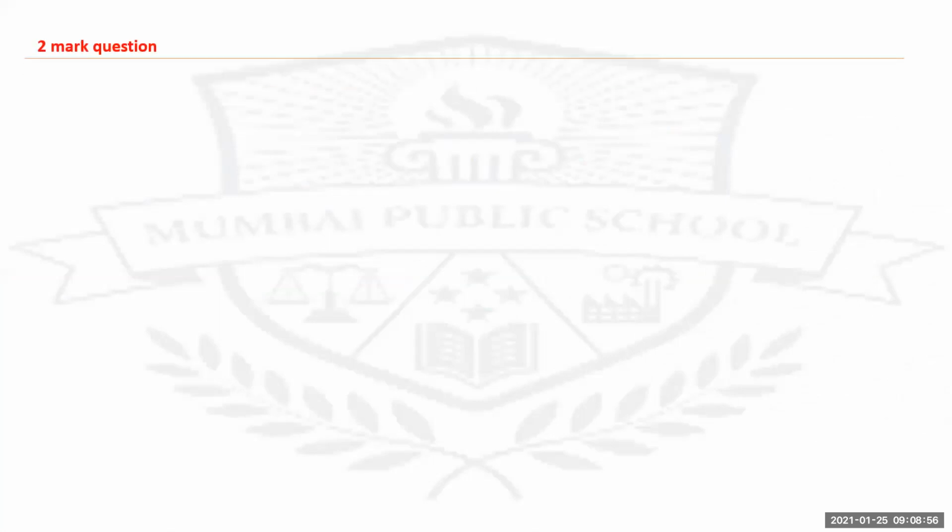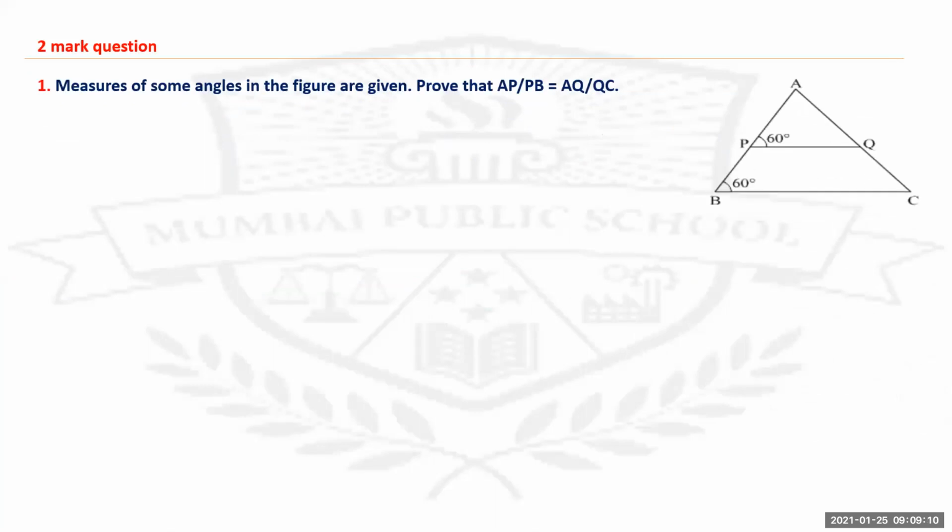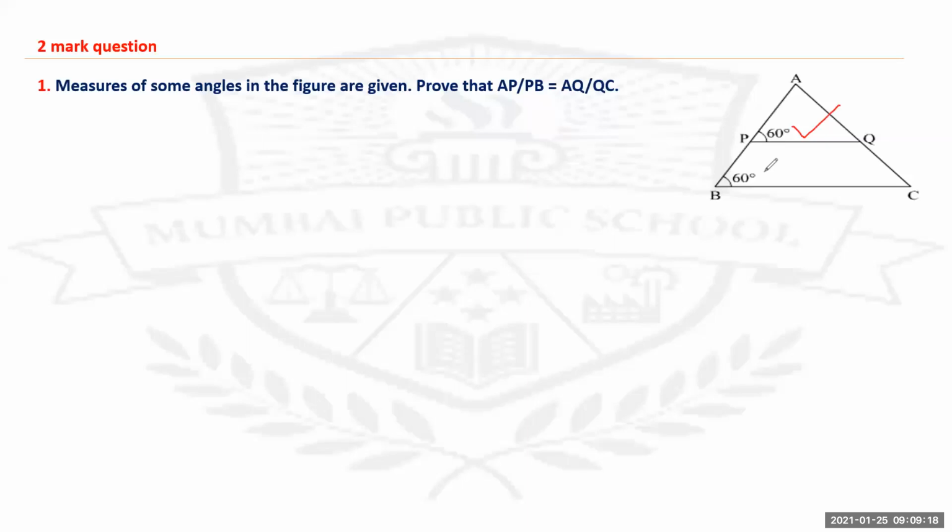So, 2 mark questions. Measures of some angles in the figure are given. Prove that AP upon PB equals AQ upon QC. So this is the figure. Now when you look at these two angles, what do you understand? They are above the lines PQ and BC, and on the same side, that is, on the same side of AB.